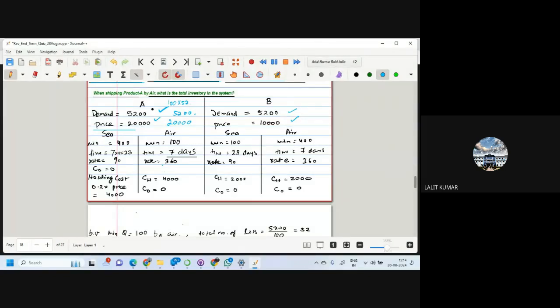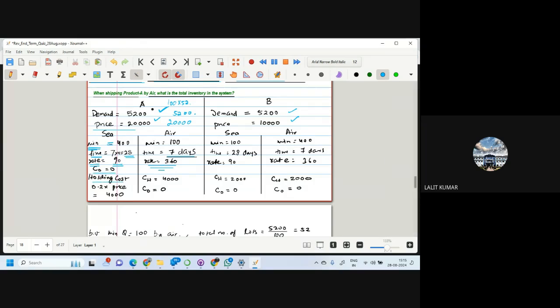Now for sea, the minimum block which these items can be carried is 400. For air, it is 100. For time, sea takes 7 into 4, 28 days. I have converted weeks into days. And for air, the time is 7 days. The rate here is 90 rupees per unit, and here the rate is 360 per unit. Ordering cost they have not given, so it is 0 for both.